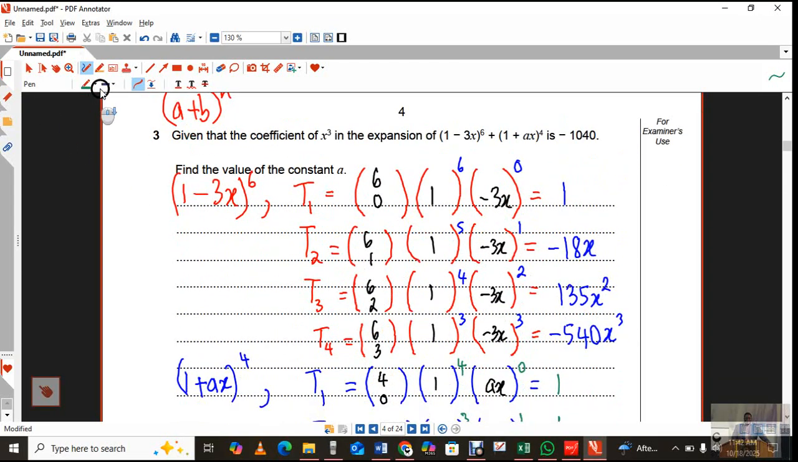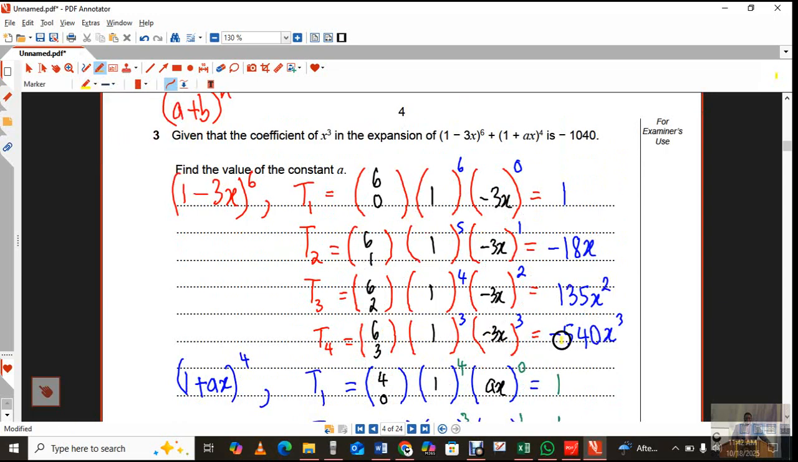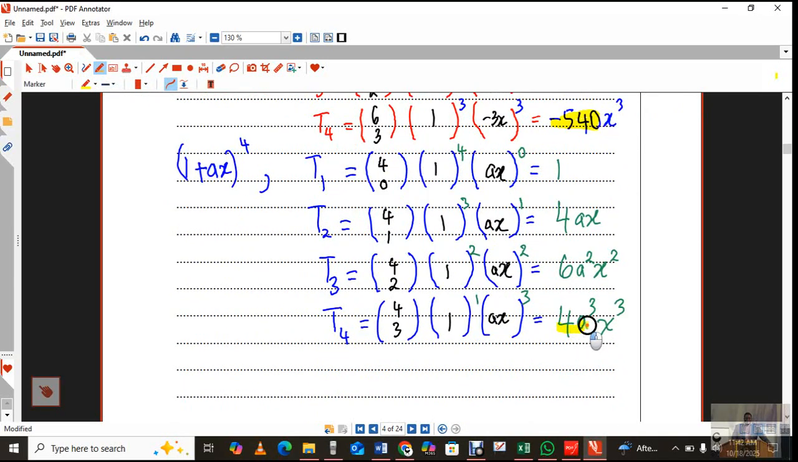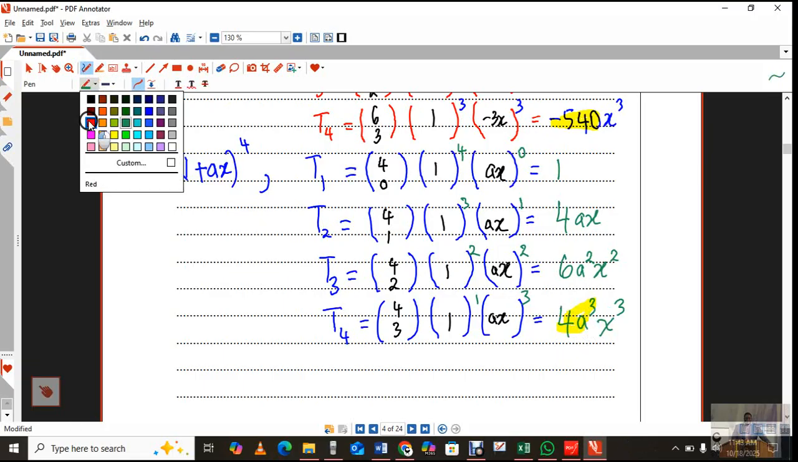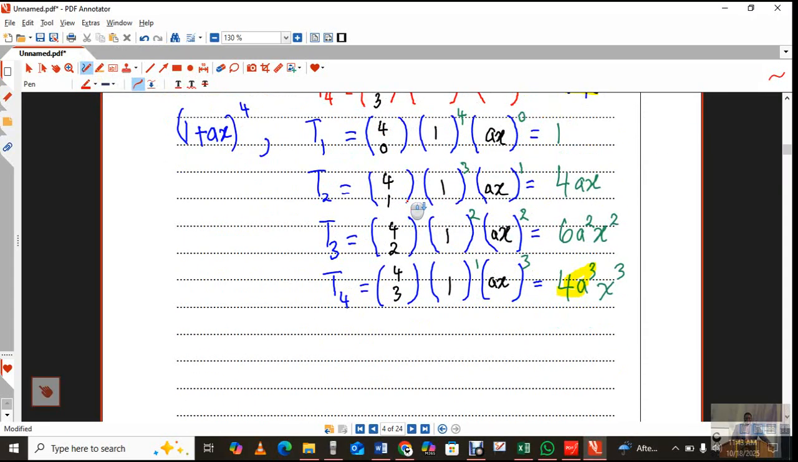So what I have over here, I can see that the term in x cubed is this one over here, which is minus 540. And the one here is going to be 4a cubed. These are the 2 terms that I am going to equate to this number over here, which is minus 1040.